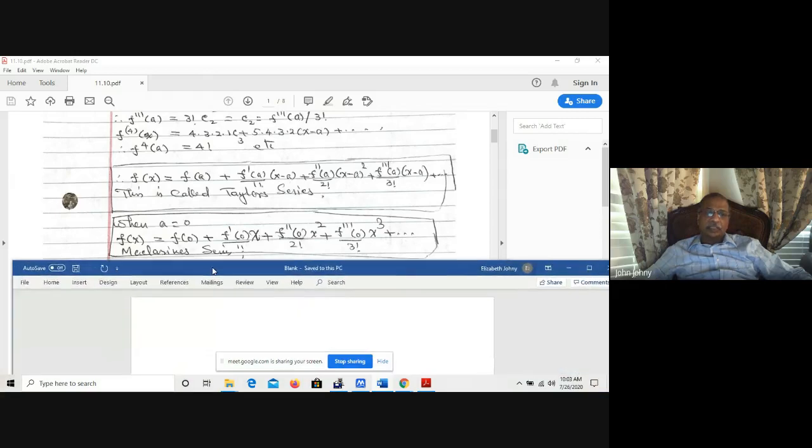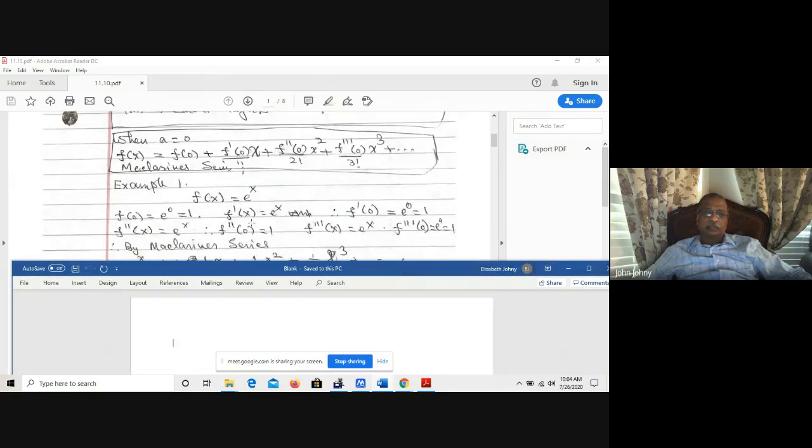Then the Maclaurin series, you replace a by 0. f(x) = f(0) plus f′(0) over 1 factorial times x plus f″(0) over 2 factorial times x² plus f‴(0) over 3 factorial times x³ plus etc.